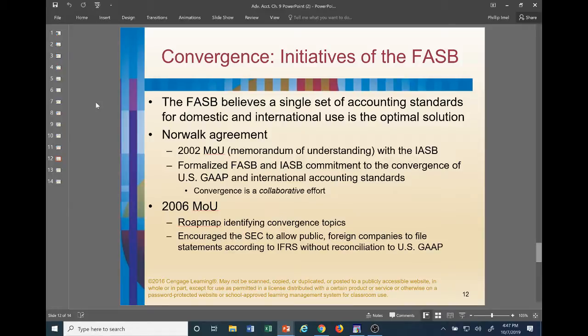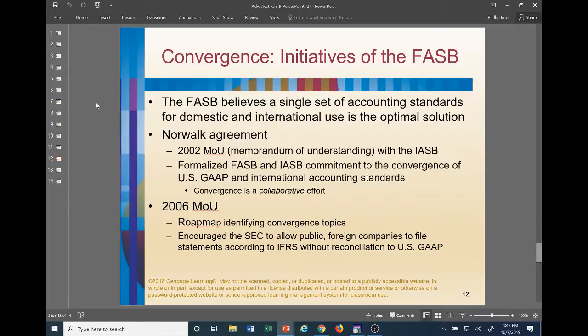Convergence means that the FASB and the IASB will work together to develop standards rather than the FASB merely agreeing to adopt IFRS. So this will be a collaborative effort whereby IFRS may converge with US GAAP, US GAAP may converge with IFRS, or an entirely new standard may be generated.